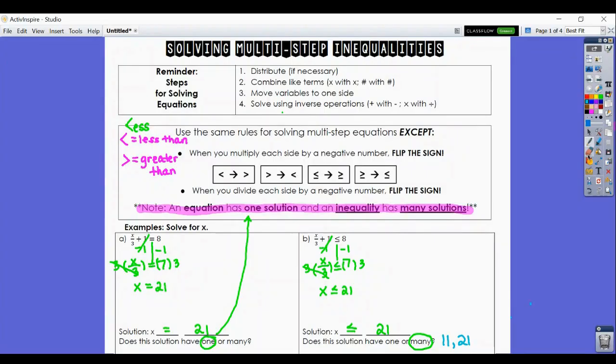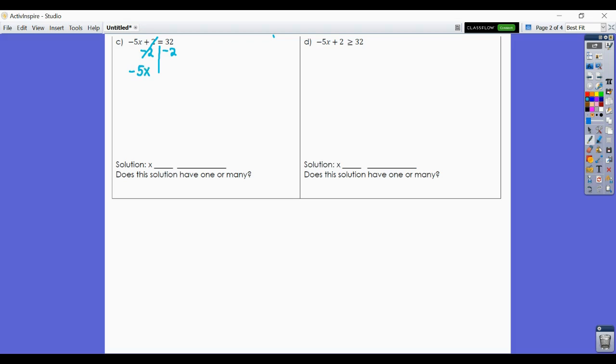Next, example C. Again, subtract over the 2 on each side. That cancels out on the left. We're left with negative 5x equals 30. And then we divide by negative 5 on each side because it's negative 5 multiplied to that x, so we have to do division, the opposite. Cancels out on the left, and 30 divided by negative 5 is negative 6 here. x equals negative 6, and that's the only solution since it's an equation.